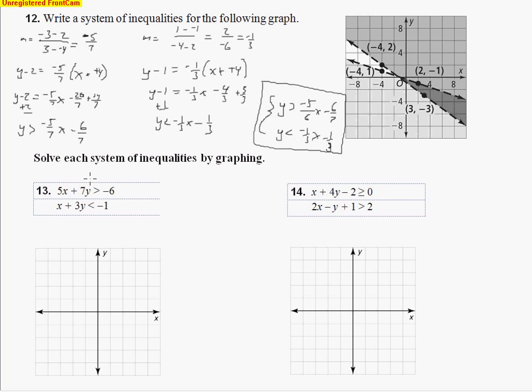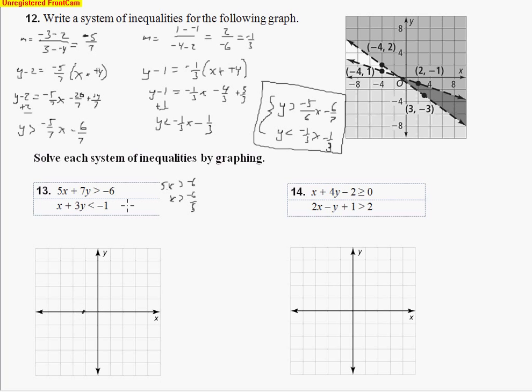Let's try to graph some. And so on that first problem here, it says 5x plus 7y is greater than negative 6. I'm going to use intercepts here. So I'm going to just set 5x greater than negative 6. So that means x is greater than negative 6/5. And so that is going to be over to the left, just past the 1.